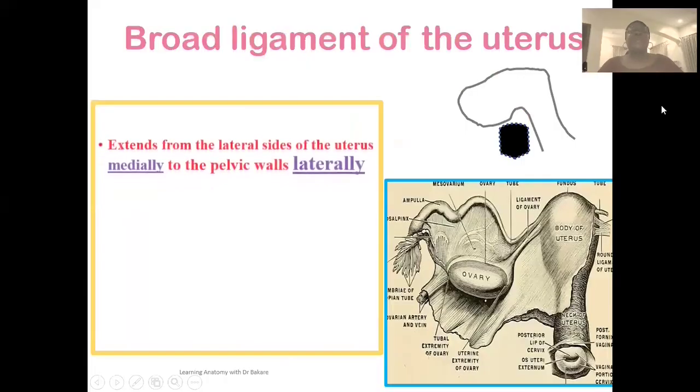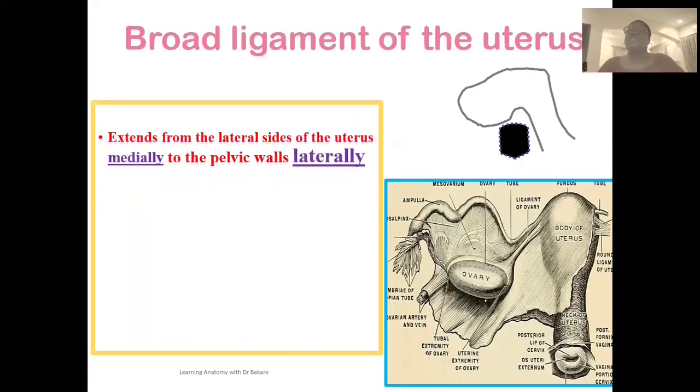The broad ligament is seen to extend from the lateral side of the uterus, and it is directed laterally, where it will finally be inserted on the lateral pelvic wall. If you use this lower image here, this is where we have the uterus. You see that the uterus itself is lined by peritoneum. So you see peritoneal covering on the surface of the uterus.